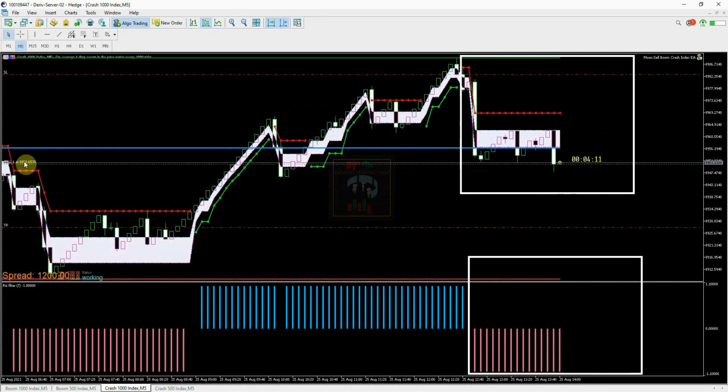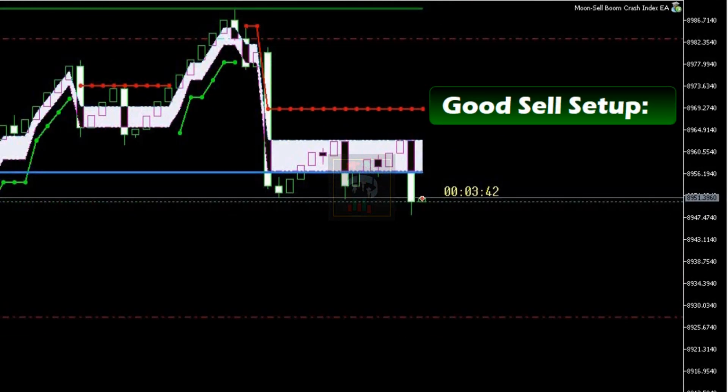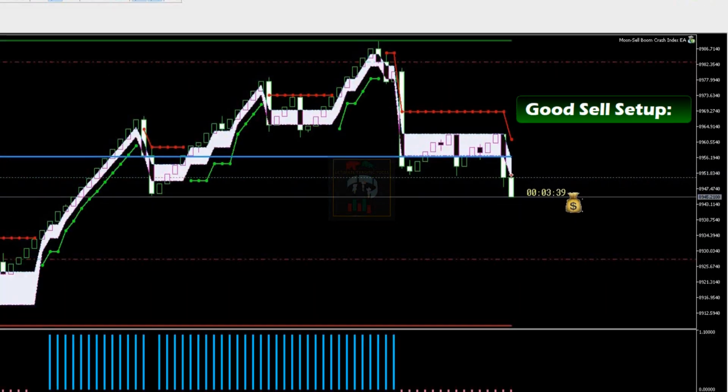Before I continue with my VIP details, I found a good setup on Crash 1000 index and I am about to catch the spike. Try this strategy.